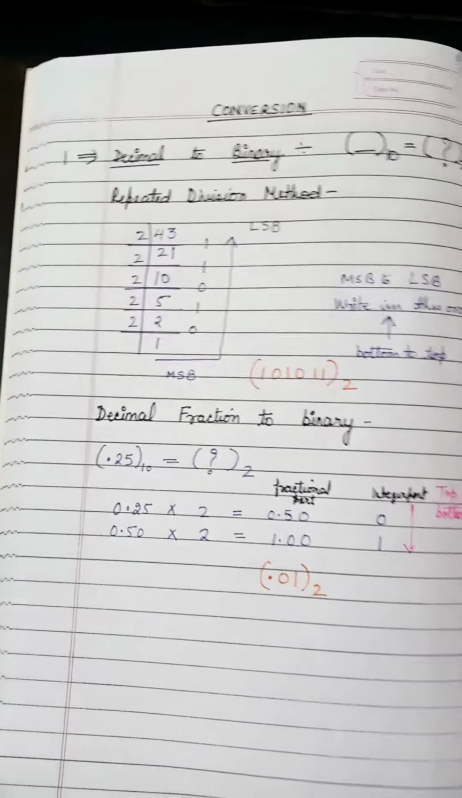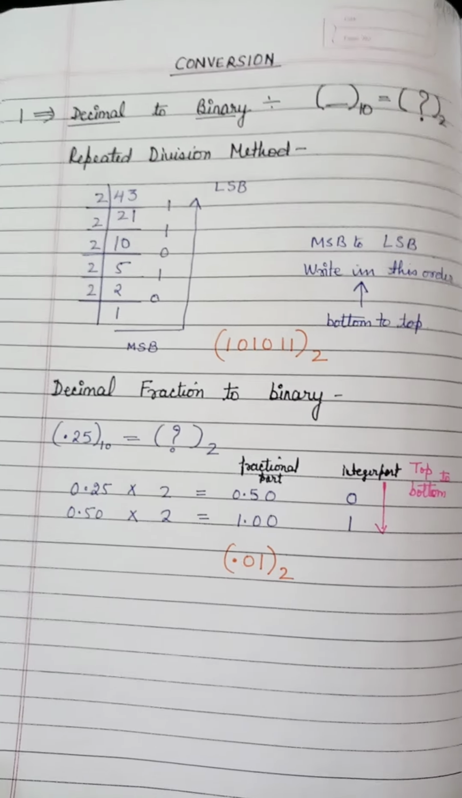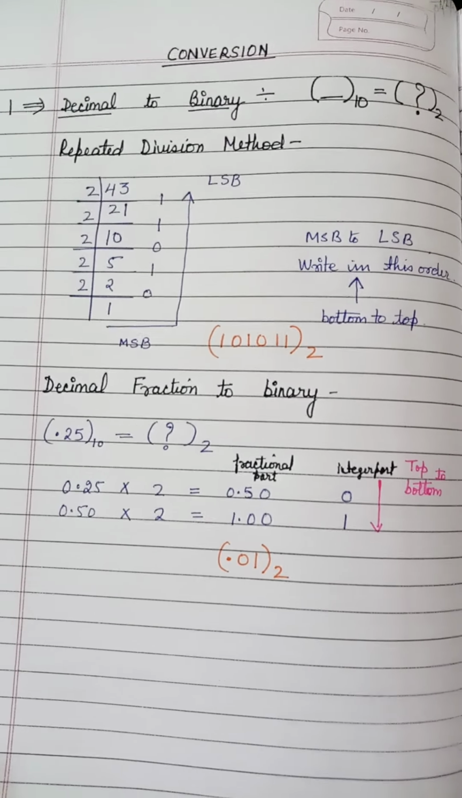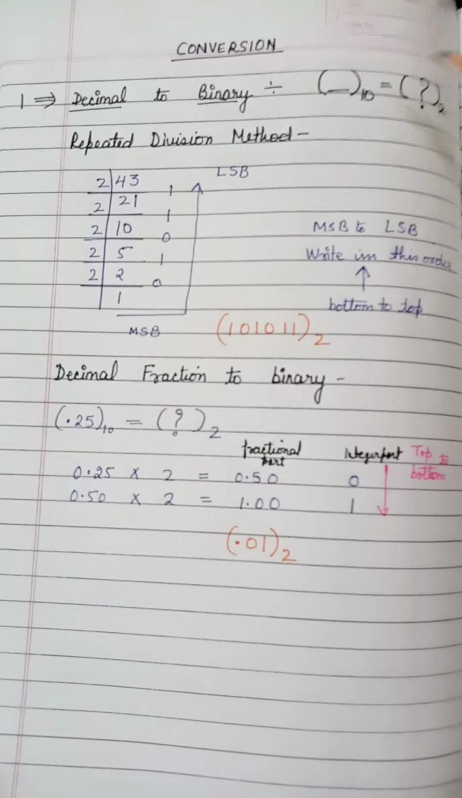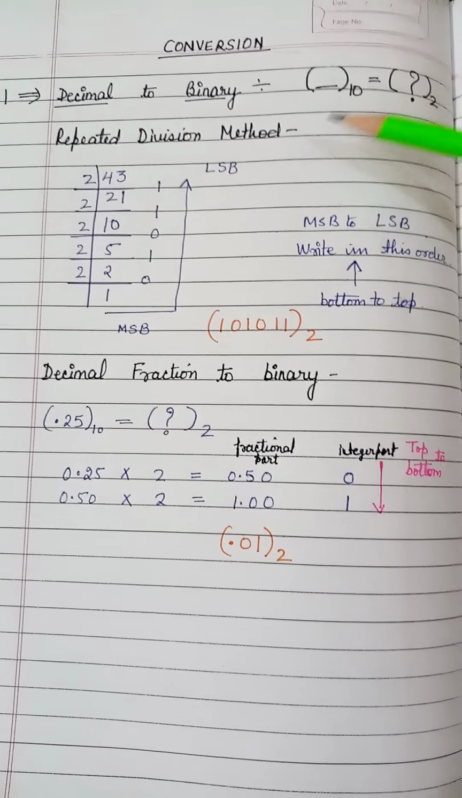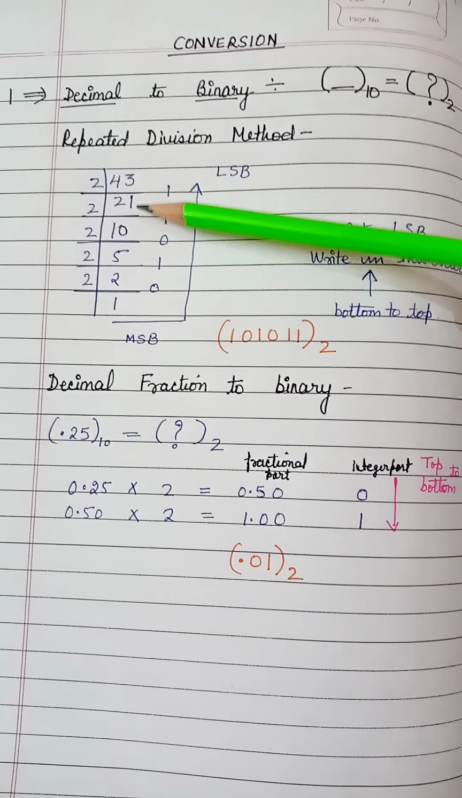Good morning students. In this video we will revise how to convert decimal numbers to binary. Okay, so conversion from decimal to binary equivalent. Repeated division method you must have done earlier. In this method we divide the decimal number repeatedly by 2.